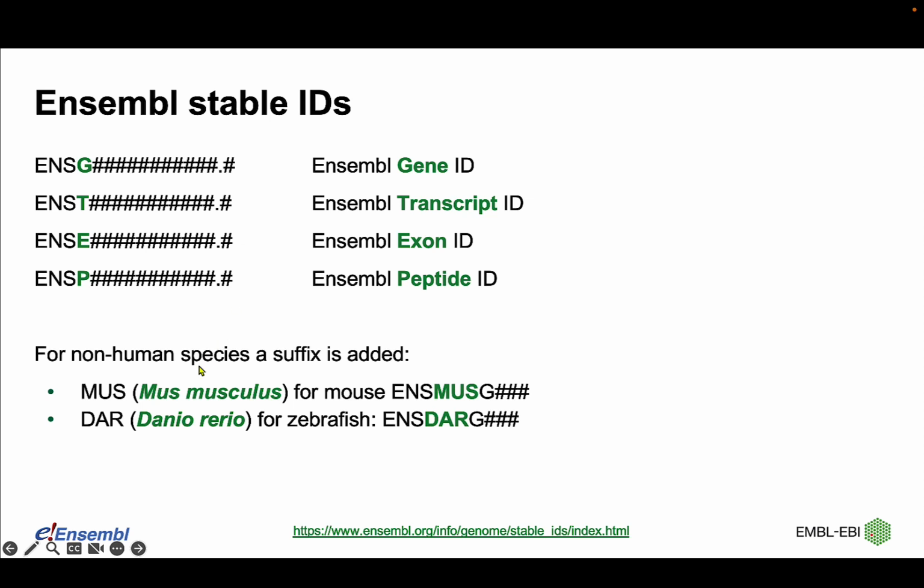For any non-human species, we also add a 3-letter code between ENS and the feature type. So for example, for mouse, we would add MUS, and for zebrafish, we would add DAR. So if you see any IDs that look like the ones up here, this means that these are all human features.